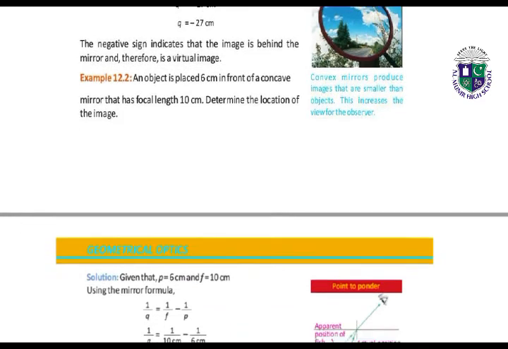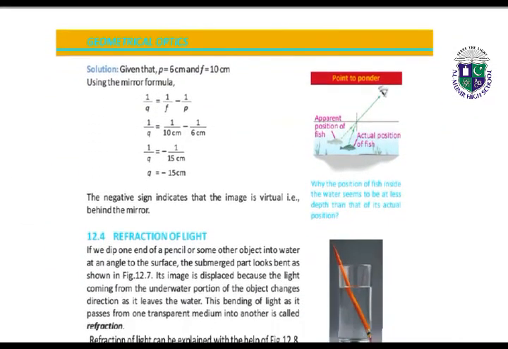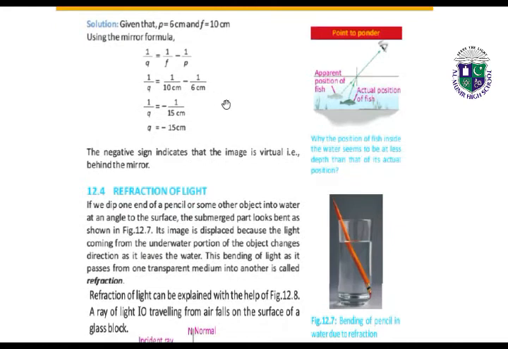Next we also have an example. Here the data is also given. The value of f is 10 centimeter and the value of p is 6 centimeter. By putting the values we get the value of q, which is minus 15 centimeter. The negative sign indicates that the image is virtual and behind the mirror.